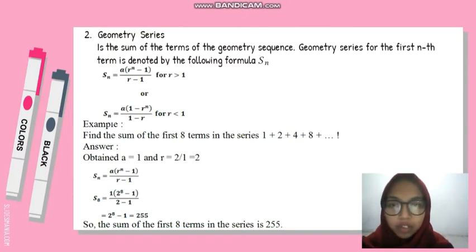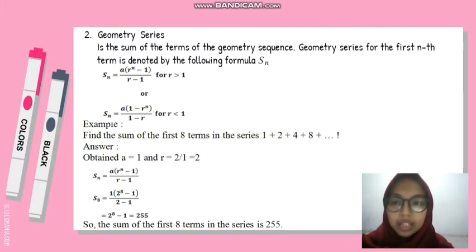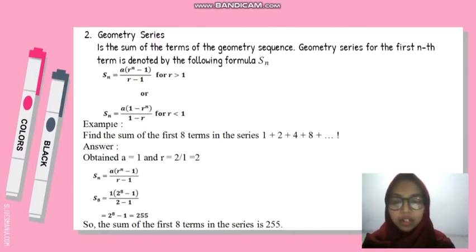And the number 2 is geometric series. It is the sum of the terms of the geometric sequence. Geometric series for the first n terms is denoted by the following formula S sub n. S sub n equals a times r to the power n minus 1 divided by r minus 1 for r more than 1, or S sub n equals a times 1 minus r to the power n divided by 1 minus r for r less than 1.